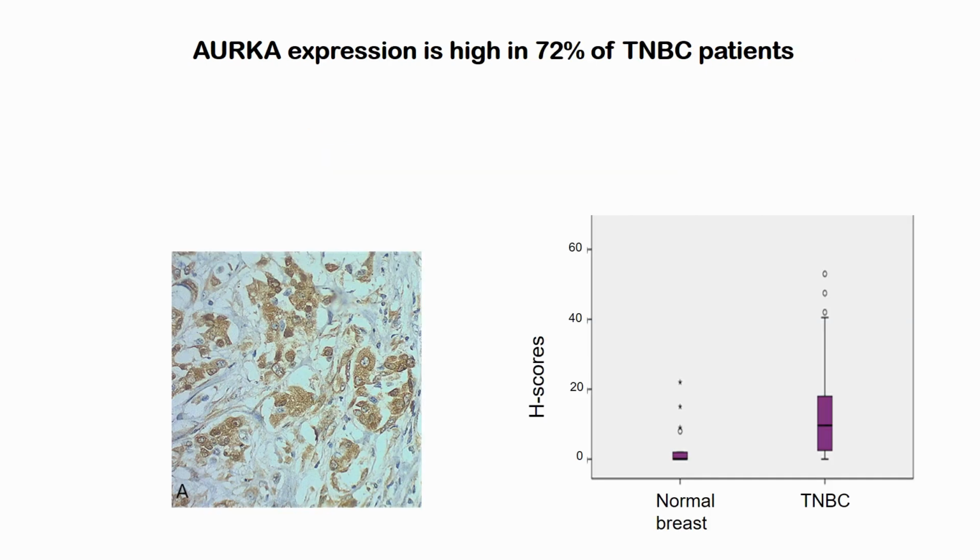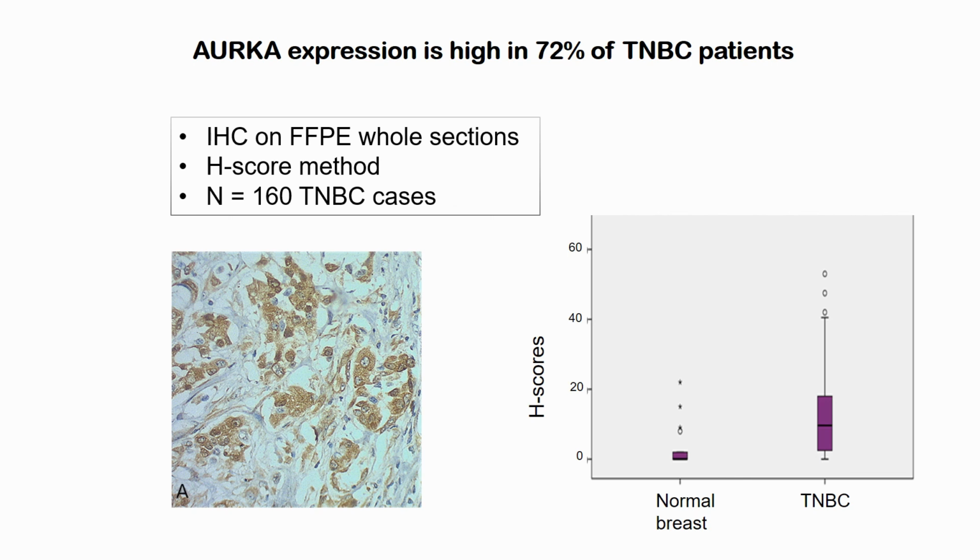Of course, we also did a lot of work on our TNBC patient material, and to our surprise, AURKA is expressed at a high level in more than 72% of TNBC patients. Here we used immunohistochemistry on FFPE whole sections. We did the H scoring, and we used 160 cases for this particular experiment. And here you can see the increase in the H scores of AURKA kinase A, or AURKA, in the TNBC patients.